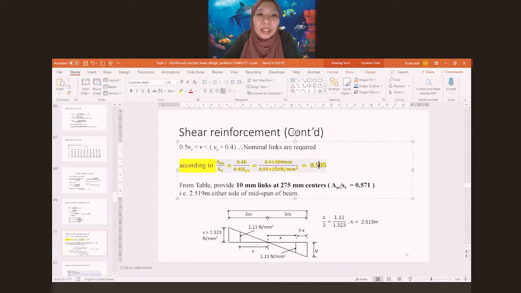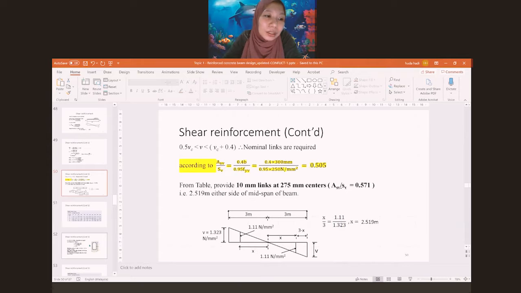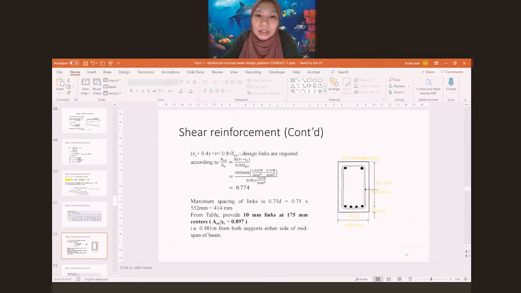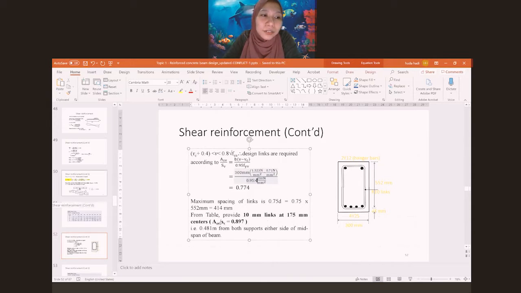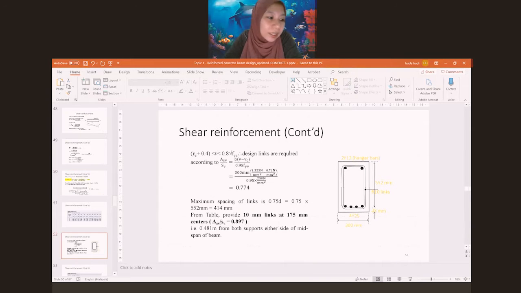So I minta you tolong check balik you punya notes. You tukar sendirilah. Okay. Tukar sendiri. You kira sendiri. Use 0.95 here. Okay. And sama juga for this one. Okay. Slide 52 sebab kita ada dua kali kira ASV divide by SV sebab satu ni untuk nominal link and another one untuk design link.